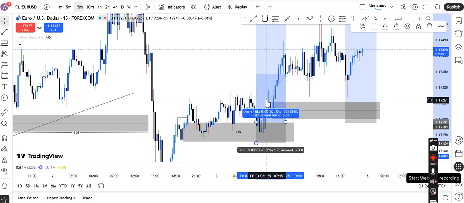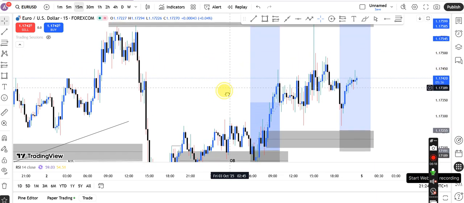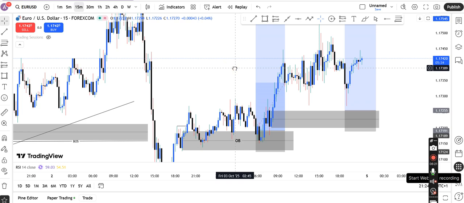Same approach, top-down analysis, going from the 4-hour time frame into the lower time frames, knowing the areas of interest, looking at the break of structures, and then allowing the market to go back to the same place, and then you take advantage of the buys or the sells.